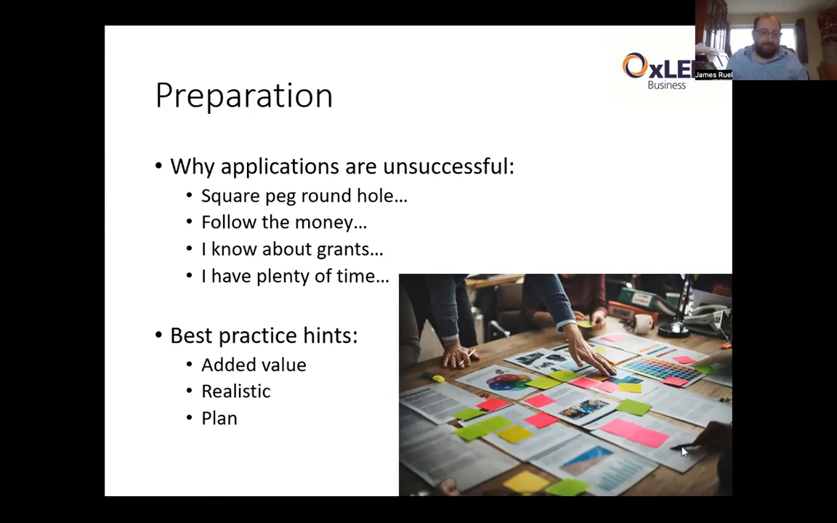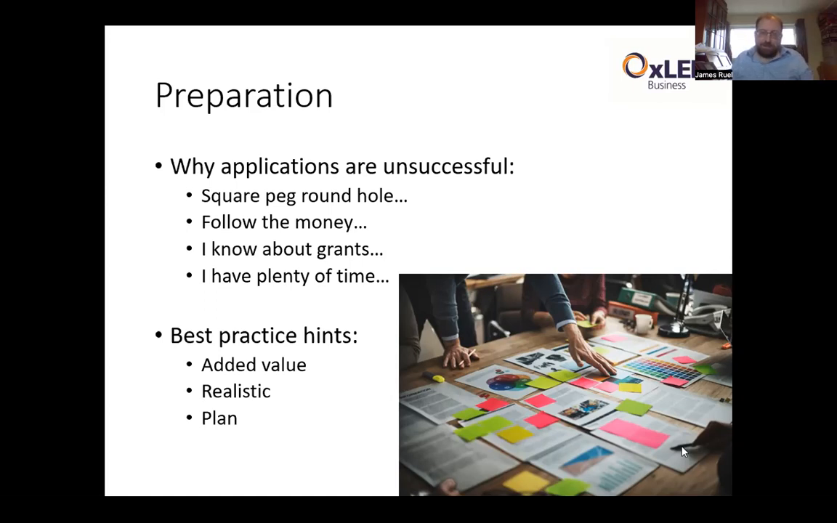And that's the second point. People follow the money. People apply for grants because they're there. This is not a recipe for a successful grant project. You should be applying for the grant because you have a project that you want to deliver. There's something you want to do that will benefit your business, and this funding scheme allows you to do that. Where applications are unsuccessful tends to be because they are designed simply because the scheme exists. That is not the strongest way to build a grant application.